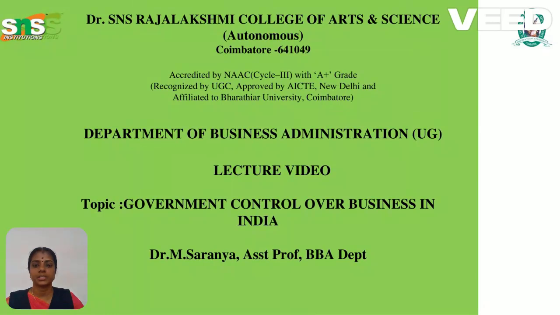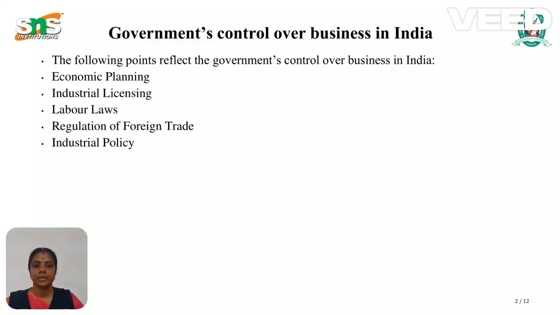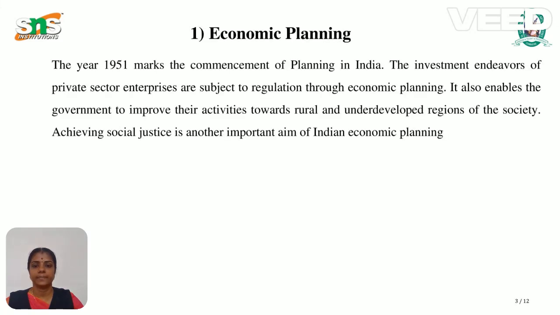Now I am going to present a topic on government control over business in India. The following points reflect the government control over business in India. First one is economic planning, second one is industrial licensing, third one is labor laws, fourth one is regulation of foreign trade, fifth one is industrial policy.